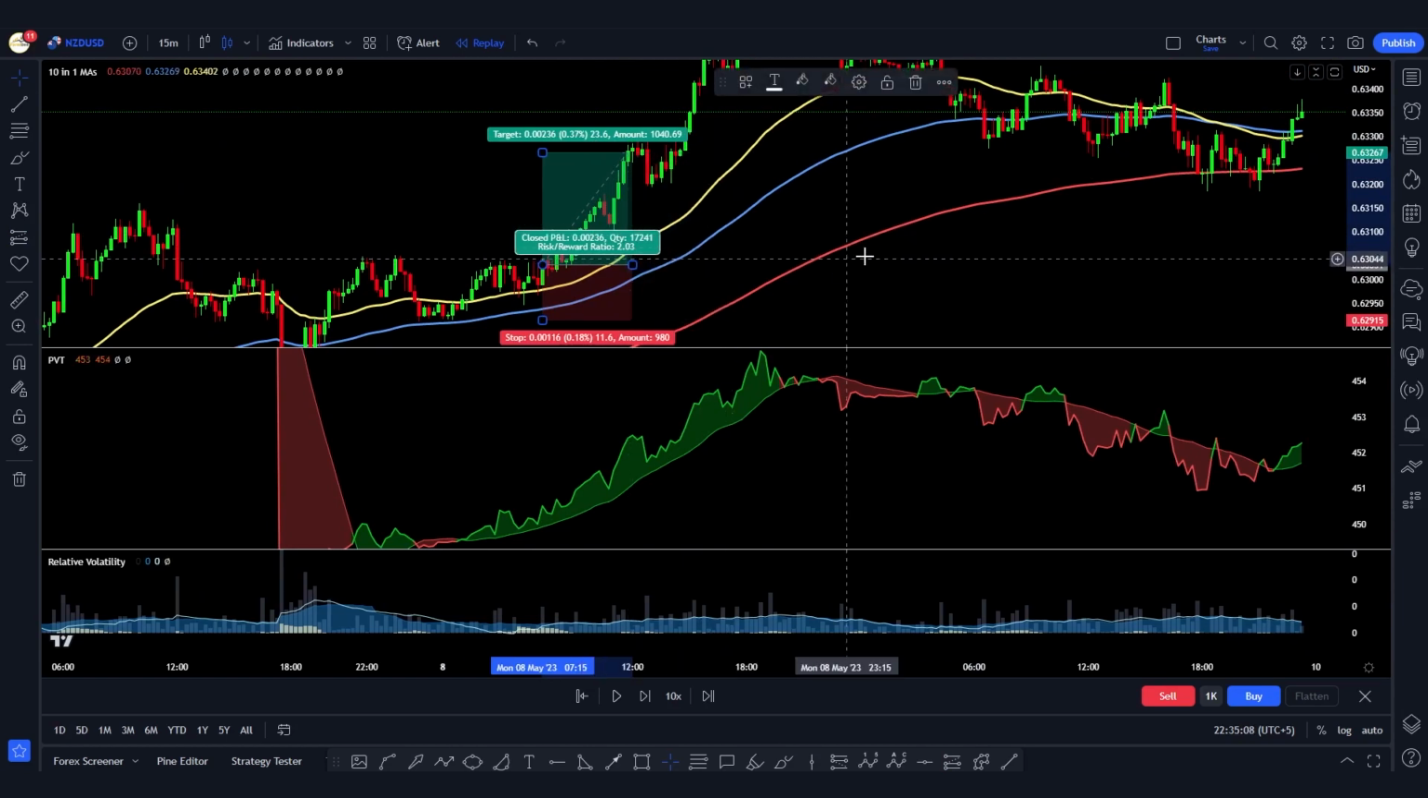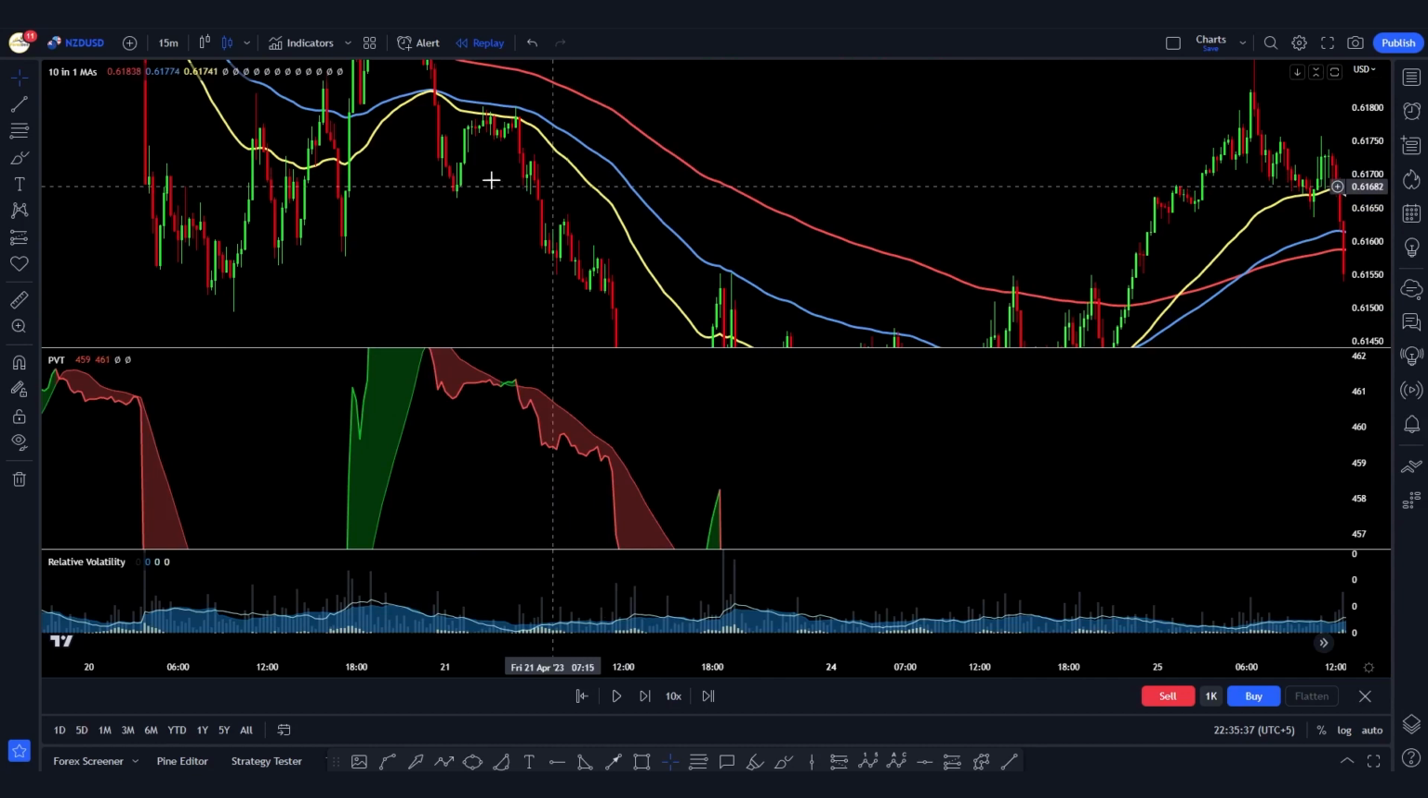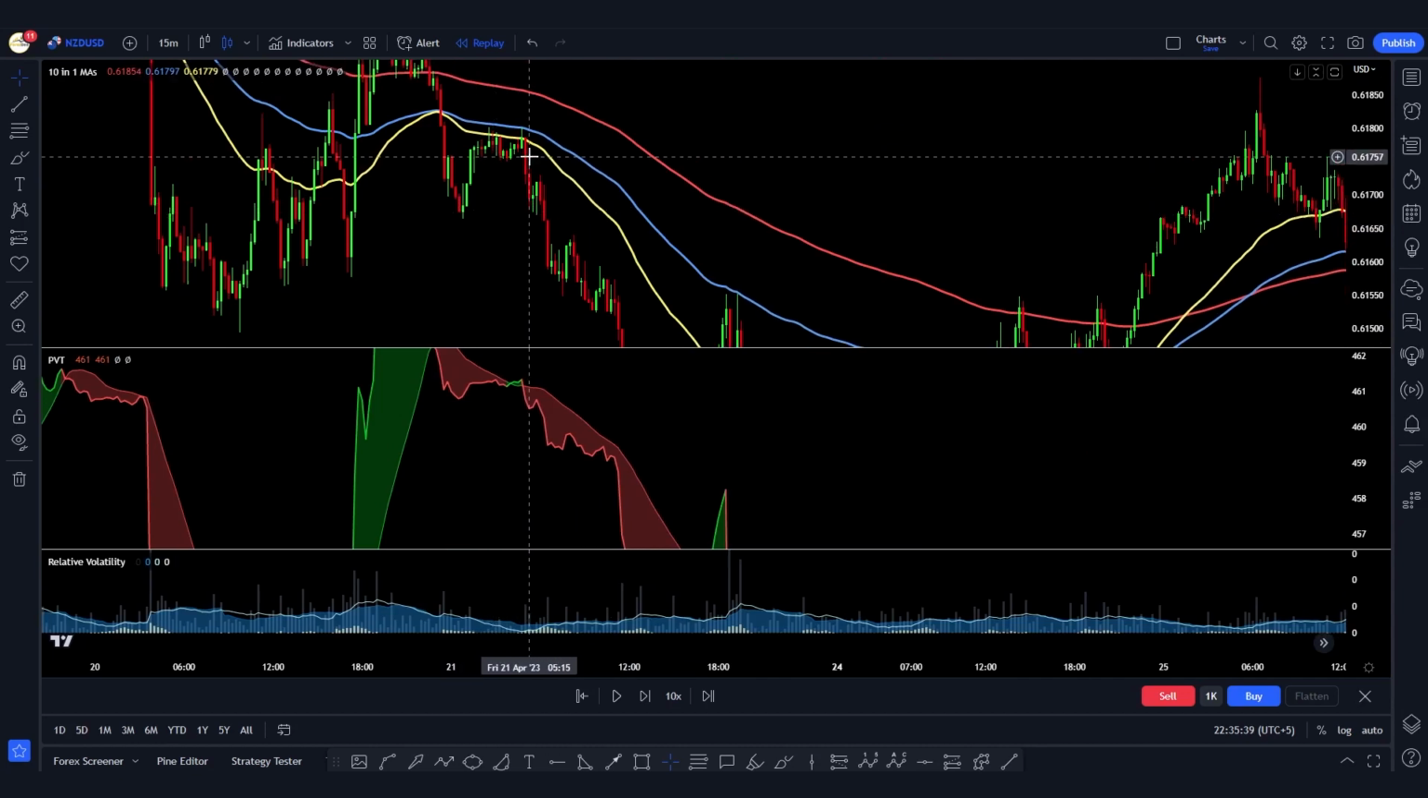Now let's go ahead and talk about the trading rules for taking short positions. So the first rule is that the price action should be happening below these 3 EMA lines, and the EMA lines should be arranged in such a way that the longest period EMA is at the top and the shortest period EMA is at the bottom. The second confirmation is that the color of this PVT line should be red, and it should cross below this signal line, as you can see, which is happening here.